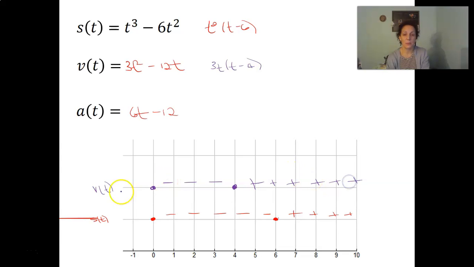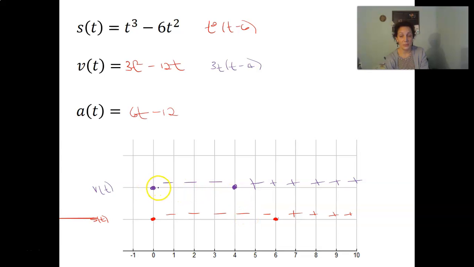So look what I've discovered about my particle, or whatever this is, my object. It starts off with a velocity of 0. It has negative velocity for the first 4 seconds, meaning it's moving to the left. And then after 4 seconds, it has positive velocity. So that's where we start moving to the right. And that is consistent with what we said down here with the position.